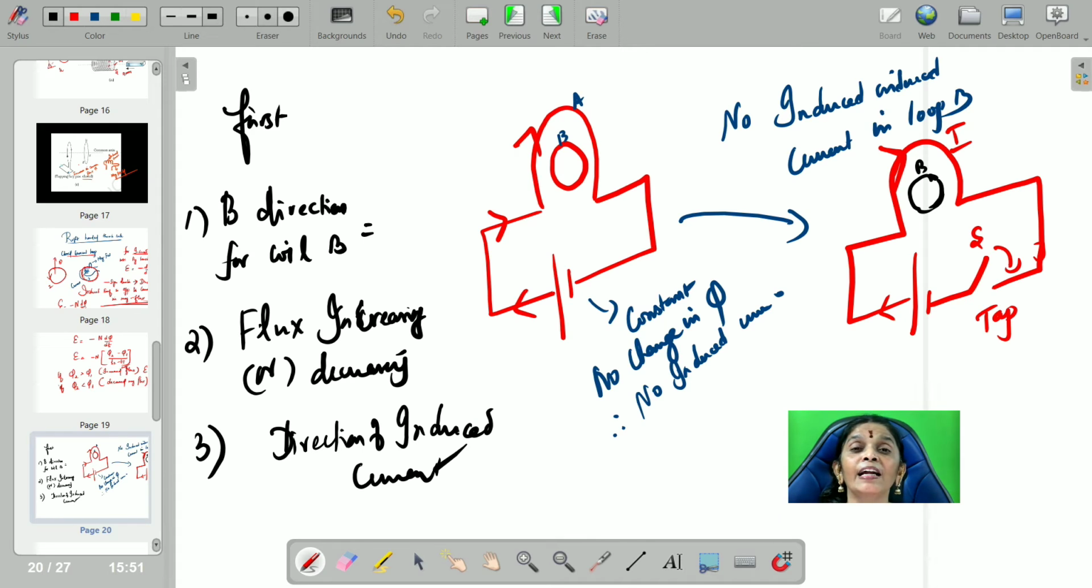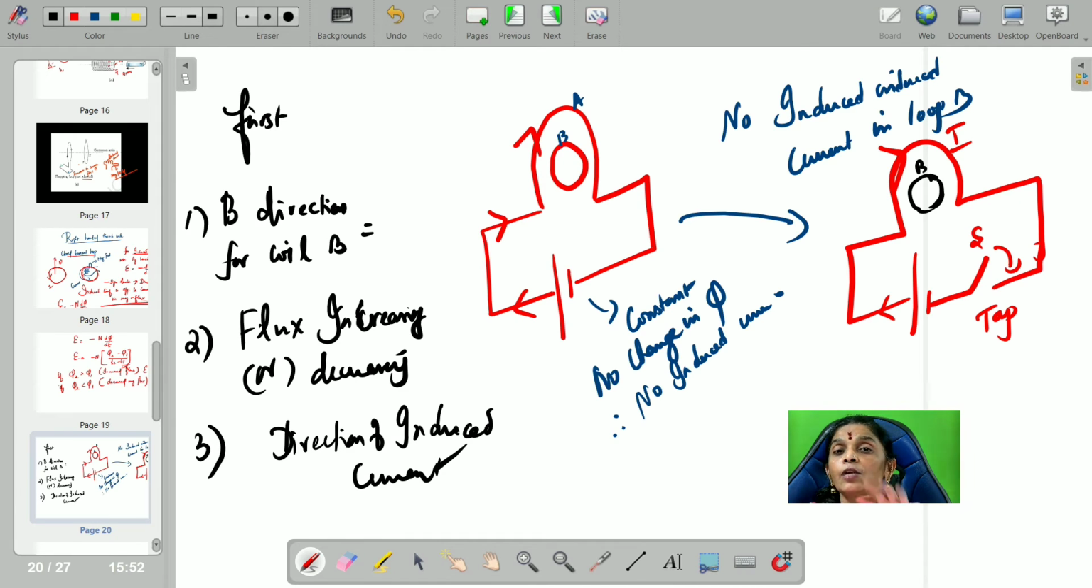First and foremost, find the direction of the magnetic field for coil B. Both the coils are placed coaxially. How do you say coaxially? Because the centers are coinciding like this. Can you see here? Whatever the magnetic field for the first coil, the same thing is applicable for the second coil. Coaxially placed, either like this or like this. But one like this and another like this is not coaxial. Coaxial means centers should coincide.